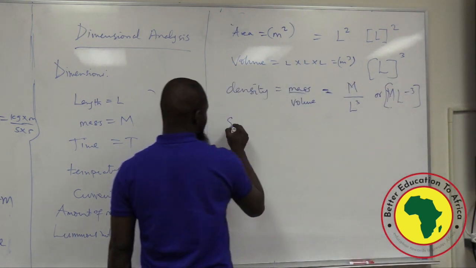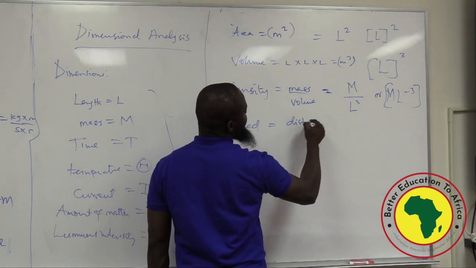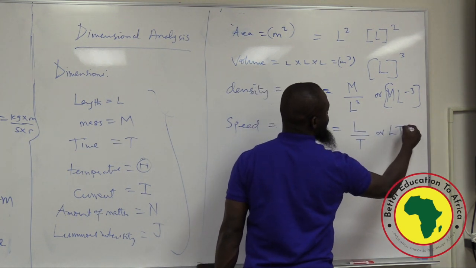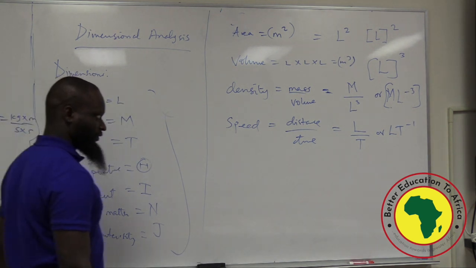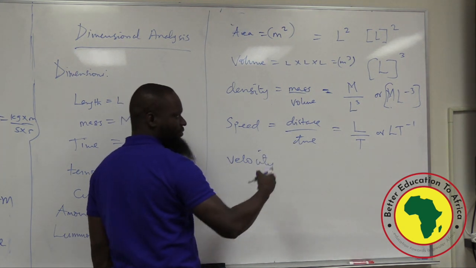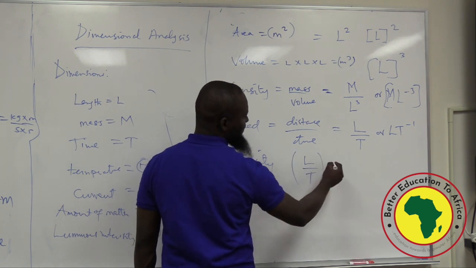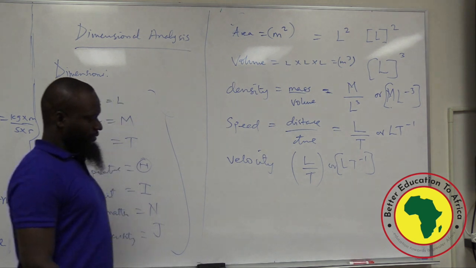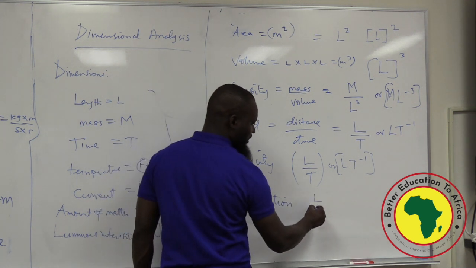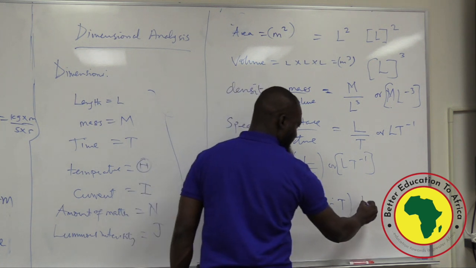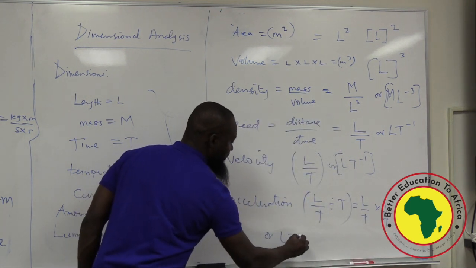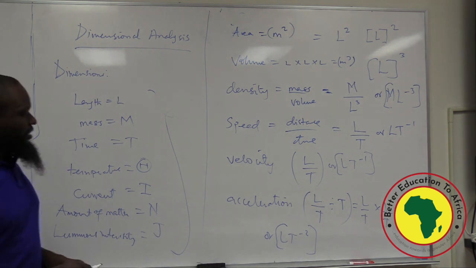Dimensions for speed: distance over time. Distance is length, so L over T, or L T to the minus 1. That's the dimension for speed. Then for velocity. Velocity and speed are almost the same, just a simple difference, but they have the same dimensions: displacement over time, L over T, or L T to the minus 1. Acceleration. Acceleration is further dividing velocity by time. So it's L over T divided by another T, which is L over T times 1 over T, L over T squared, or L T to the minus 2. That becomes the dimensions of acceleration.